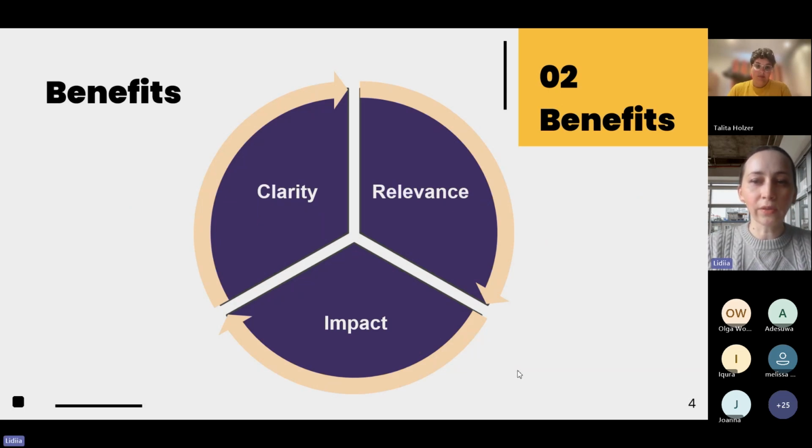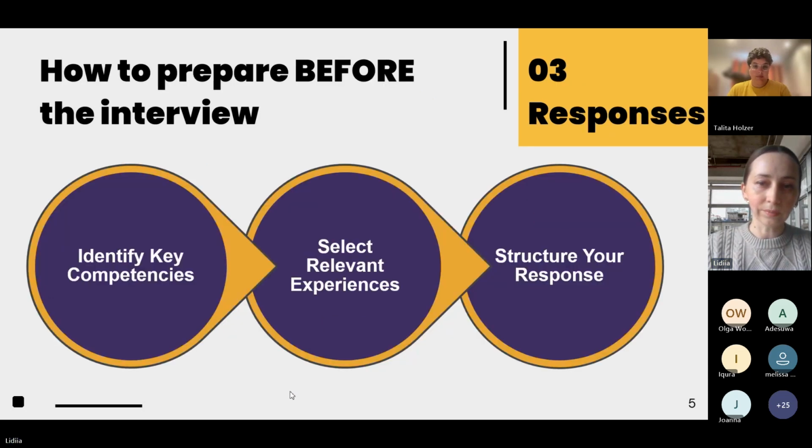So what are the benefits of using this method? I would say, first of all, is clarity, because it helps you deliver clear and concise responses. After that, relevance, because you ensure your answers are focused on the skills and experiences relevant to the job. And the last one, impact. You demonstrate your ability to handle the situation and achieve results.